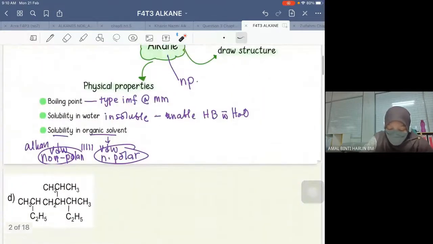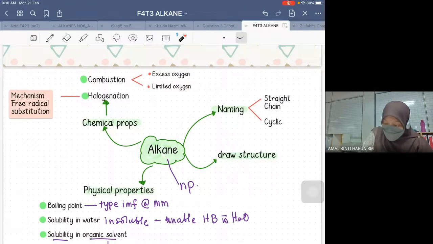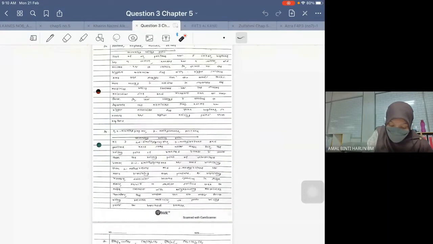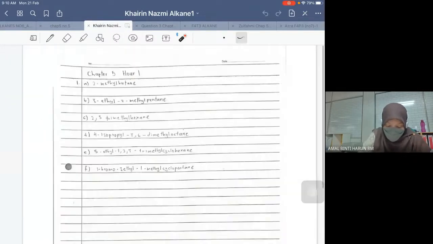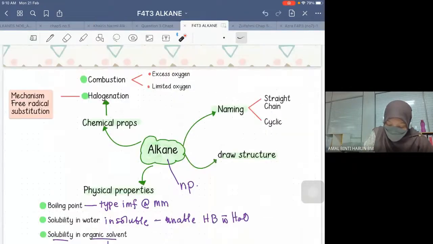Okay, so who is assigned to do question number 1? Ini Kairin lah. Kairin. Kairin ni orang suruh lukis, dia tak nak lukis. Okay.